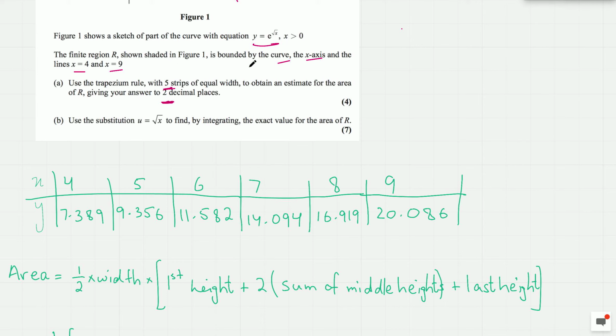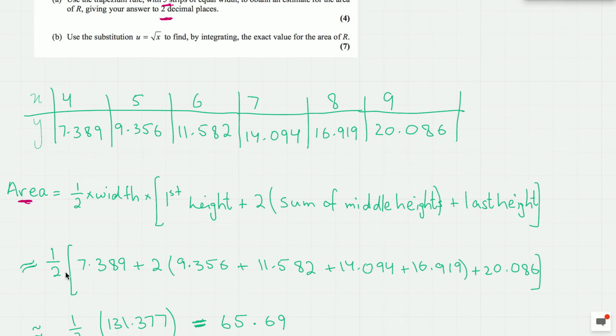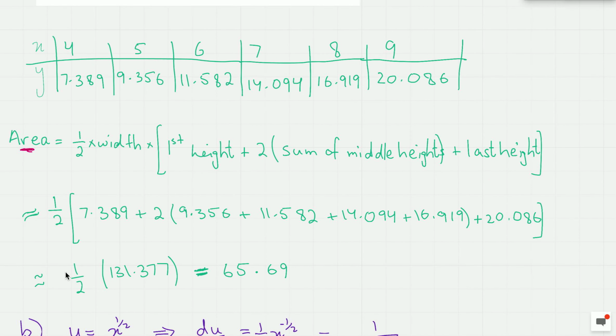You can find these values using this formula. And then you substitute all these values into the equation for the area. And after doing that, you will get the area as 65.69 units squared. That's the approximate area because we're using the trapezium rule and we're not using integration, so it's just approximate.